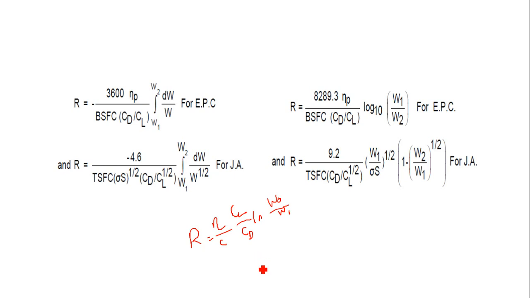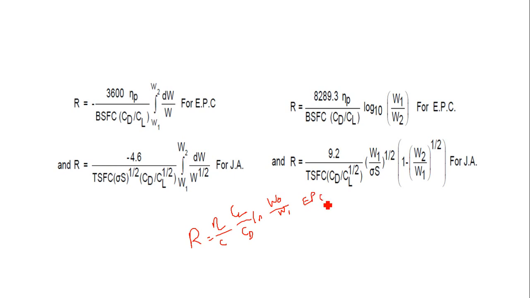This is for range, and for endurance we can derive that later. And for jet powered it is like this only. Normally you can use this formula for propeller driven, and for jet powered airplane I will write the formula. This is for EPC, this formula.